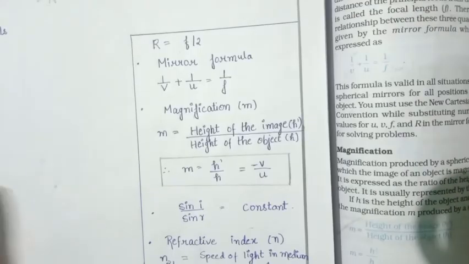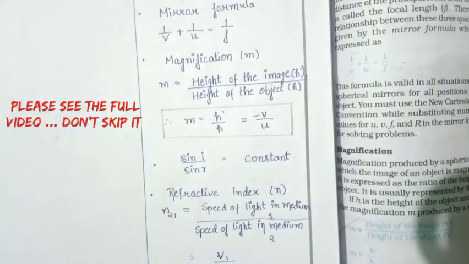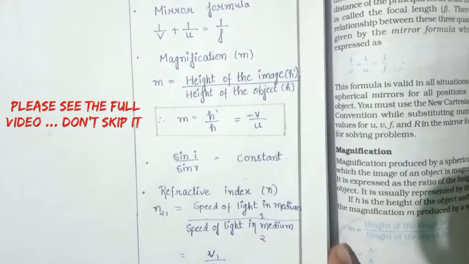The radius of curvature of a spherical mirror is 20 centimeter. What is its focal length? This numerical is very easy, and I suggest all of you write these formulas in a copy. Please don't take a screenshot; write all these formulas on a piece of paper. Please pause the video and write them yourself. This question will be solved with the formula R = 2F, that is, F = R/2.